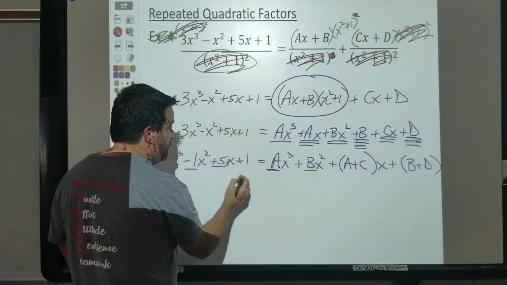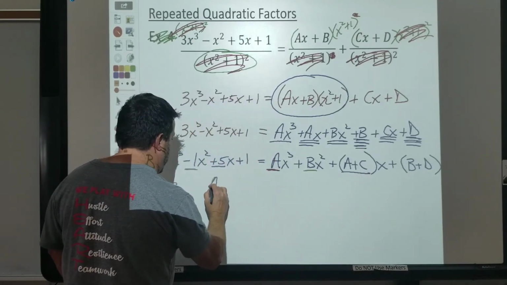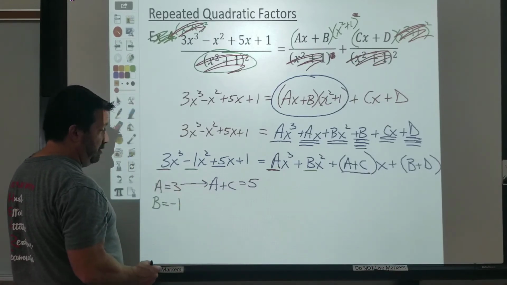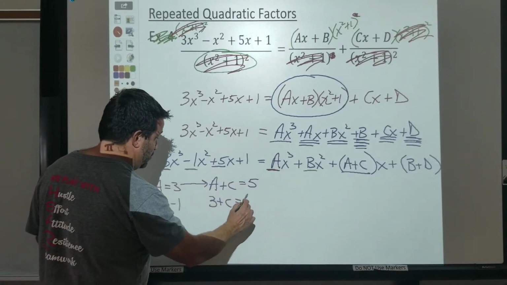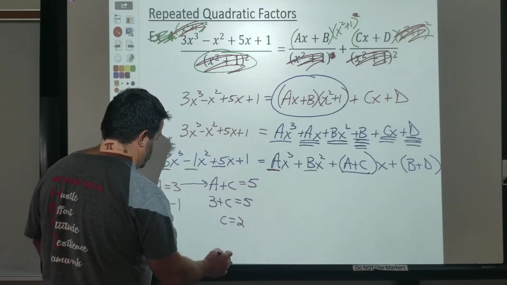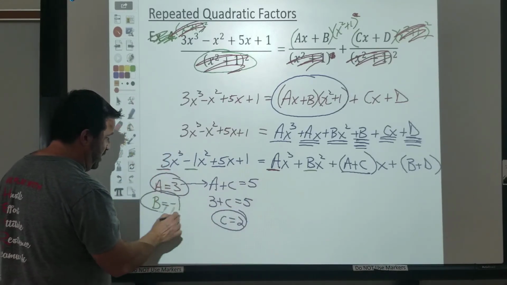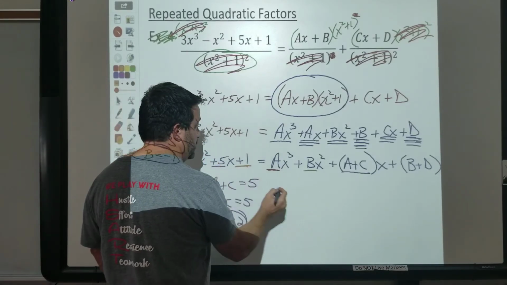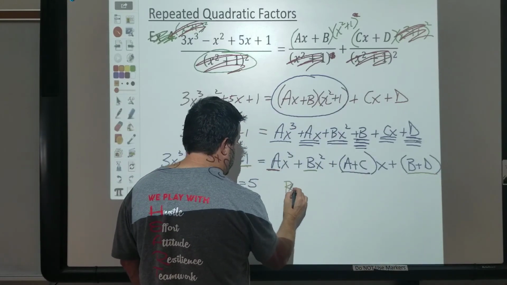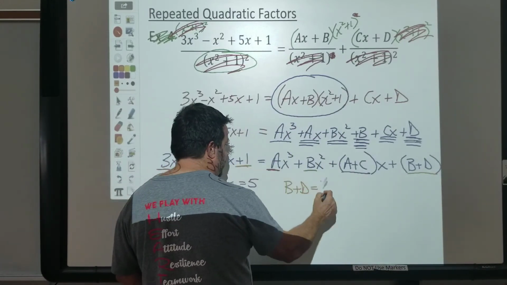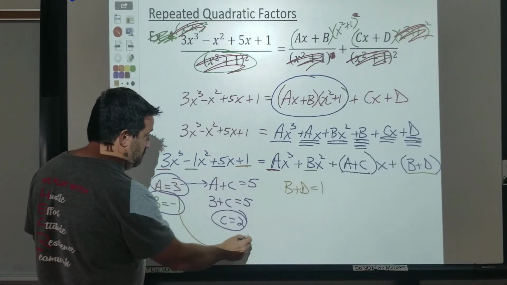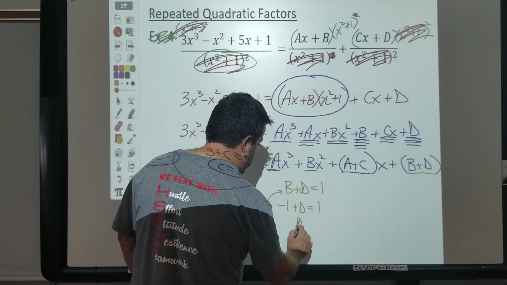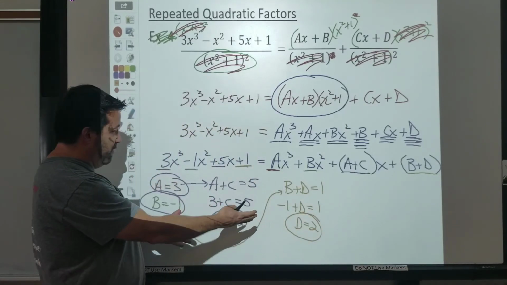Here I've got a 5, and here I've got a plus c. So a plus c equals 5. But I know that a is 3. So 3 plus c equals 5. That means c has got to be equal to 2. So I've got a, I've got b, I've got c. Moving on to the constant, I have b plus d is equal to this 1. But I already know b. b is -1. So -1 plus d is equal to 1, so d is equal to 2. So there's my fourth and final value.